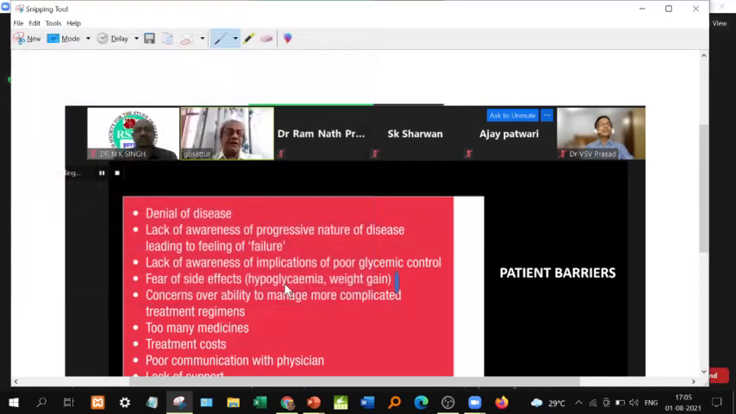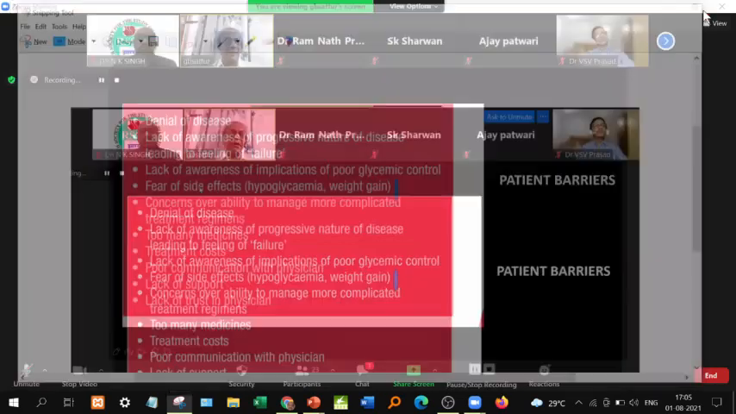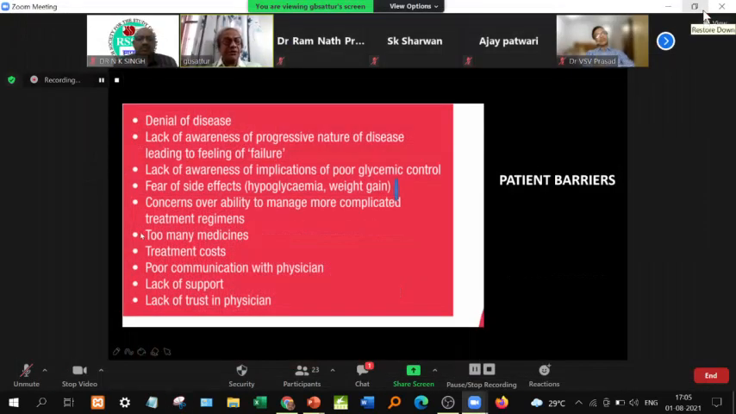So then, of course, you have got too many medicines. You know that according to some studies, each diabetic patient should have around 7 to 8 drugs, a couple of drugs for hypertension, one drug for dyslipidemia, 2 to 3 drugs for diabetes. So that's what it is. Naturally, it increases the treatment cost. Poor communication with the physician will come to some other time.